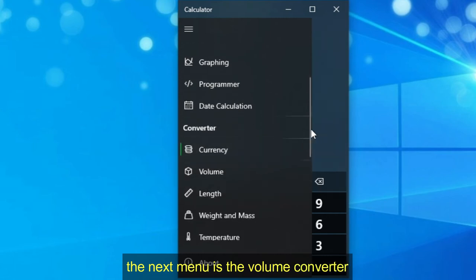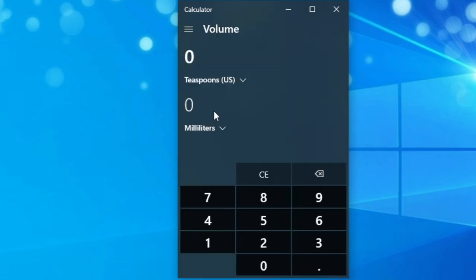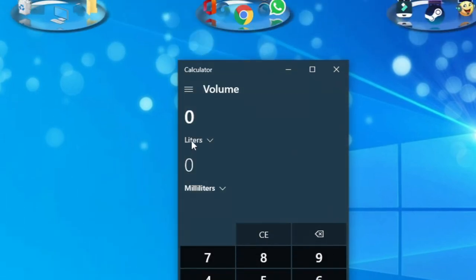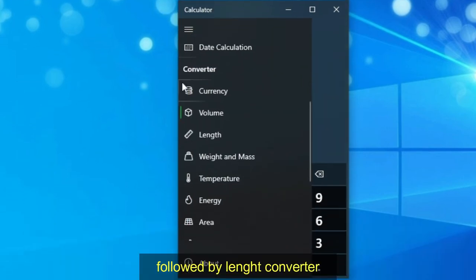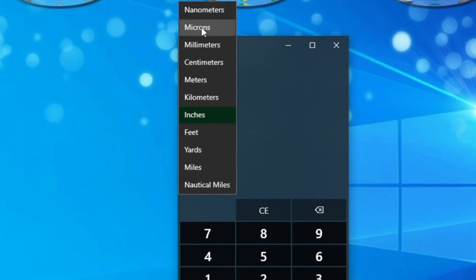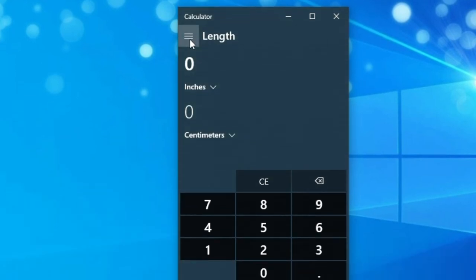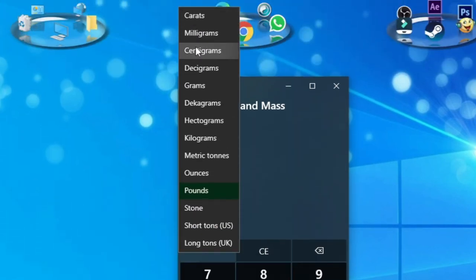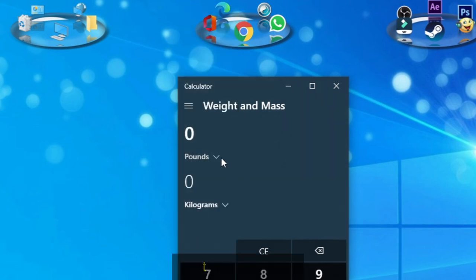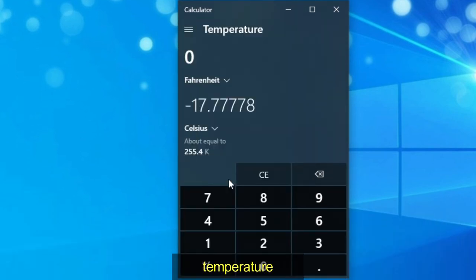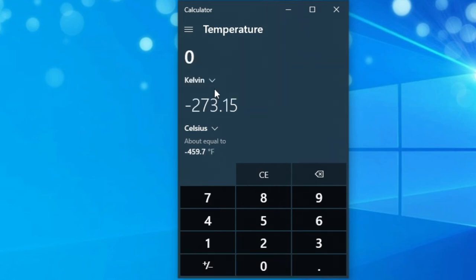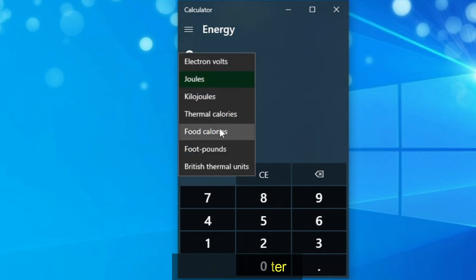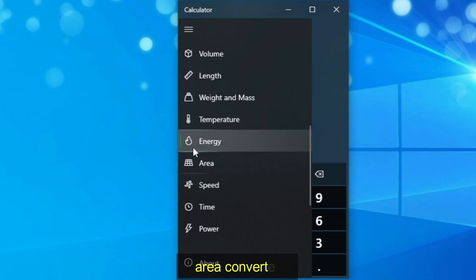The next menu is the volume converter. It has all the volume options. Followed by the length converter, weight and mass, temperature, energy converter, and area converter.